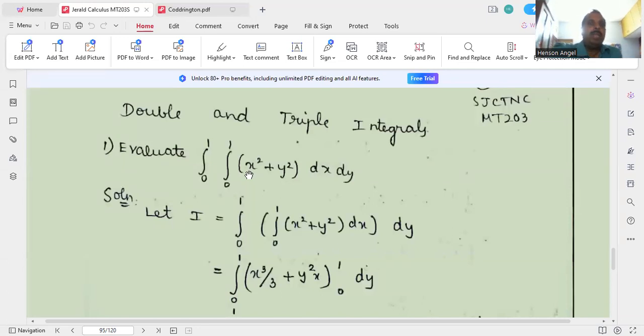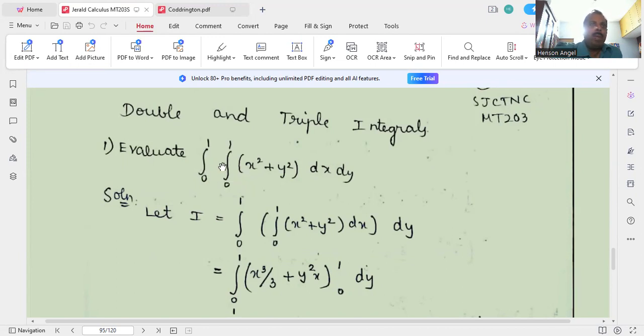My name is T. Henson. I am working as assistant professor in the Department of Mathematics, St. Joseph's College of Arts and Science, Cuddalore. I am going to teach allied mathematics for first BSc chemistry. Unit 4, topic: double and triple integrals.